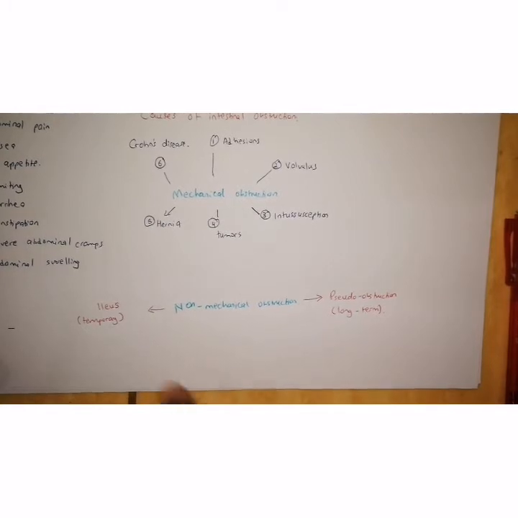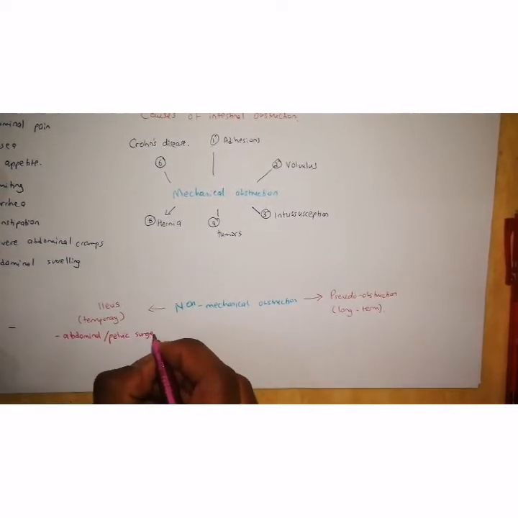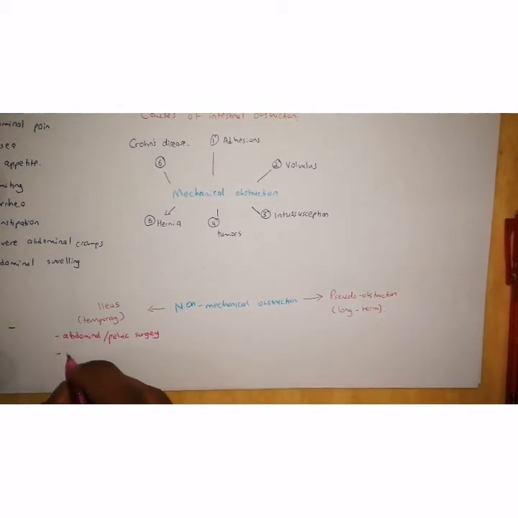Causes for ileus include abdominal or pelvic surgery, infections such as gastroenteritis, appendicitis, and so on. Next, it could be some medication, including opioid pain medications and so on. And next, electrolyte imbalance.